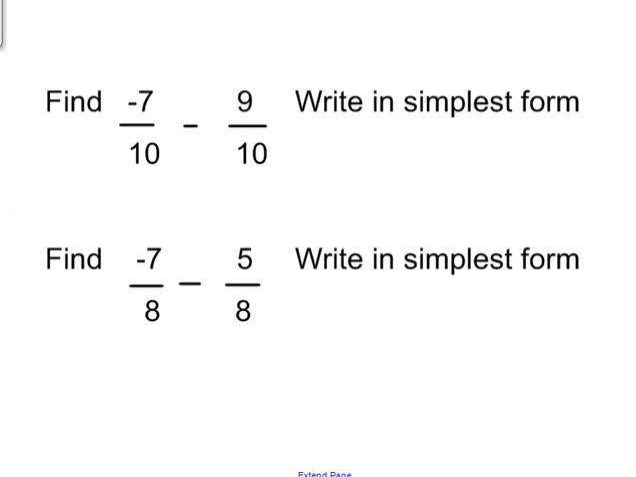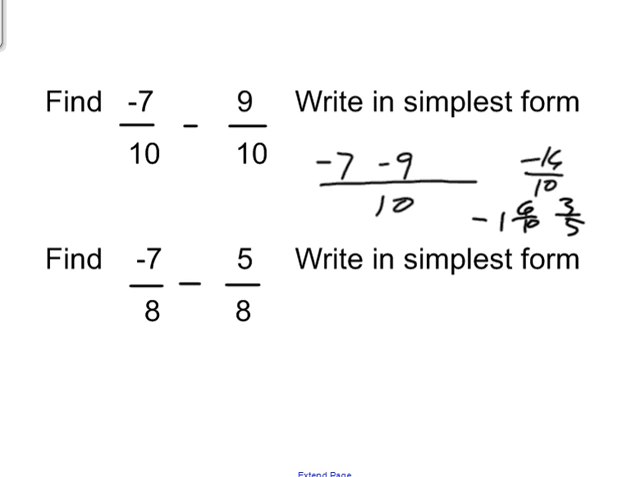A negative 7/10 minus 9/10. They do have the common denominators, so I can simply say it's negative 7 minus 9. They have the same sign in the numerator, so I add them. It's a negative 16 over 10. That's an improper fraction, so I need to reduce that. It would be negative 1 and 6/10. 6/10 can be reduced to 3/5. So the answer is a negative 1 and 3/5.